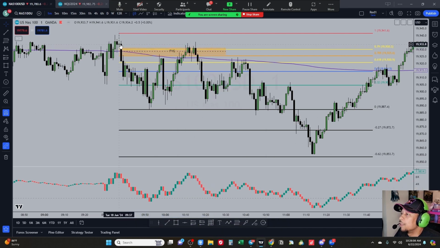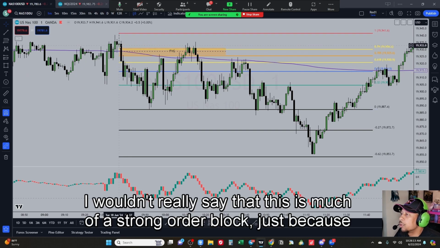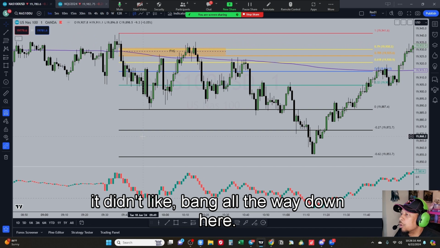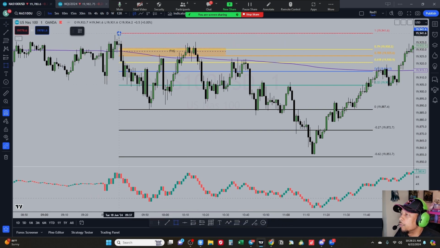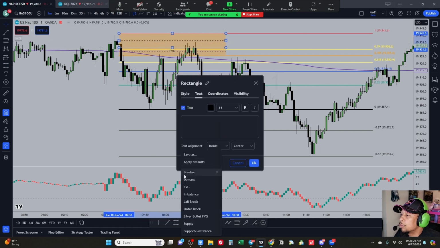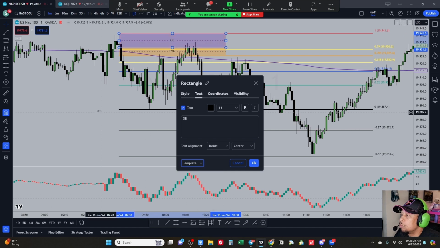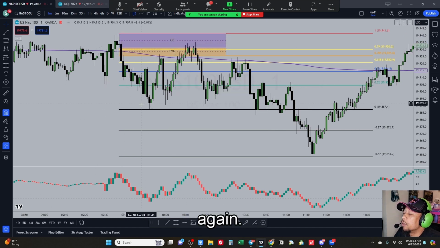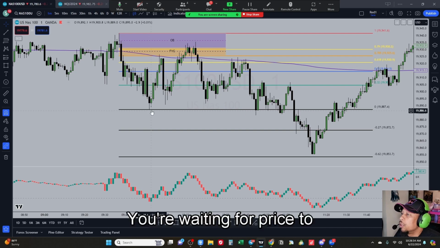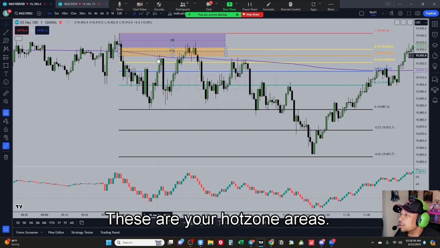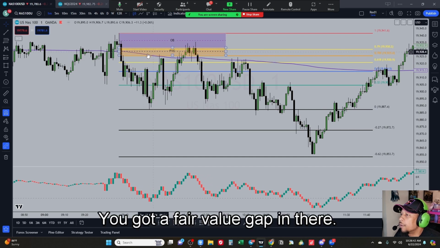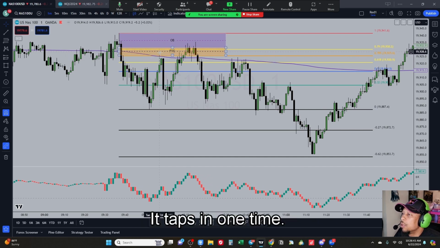And then this one, I mean, you have a good push down. I wouldn't really say that this is much of a strong order block just because it didn't bang all the way down here. But for this example, you can still mark it out. Order block. Again, you ran it to the low. You're waiting for price to come up into your hot zone. These are your hot zone areas. You got a fair value gap in there, so there's your confluence. It taps in one time.